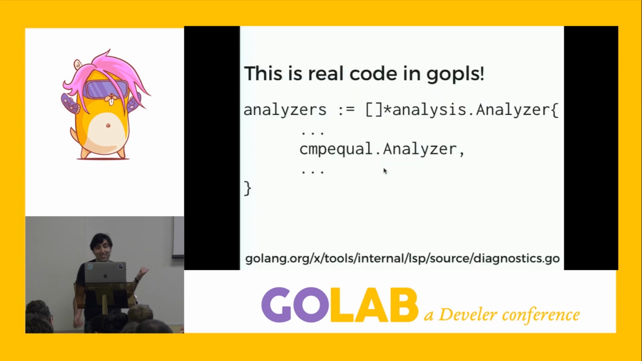So this is kind of what it looks like. This is real code in GoPlease, and we just stick our comp equal analyzer into it, and that's it. Then it'll run the analyzer for the user.